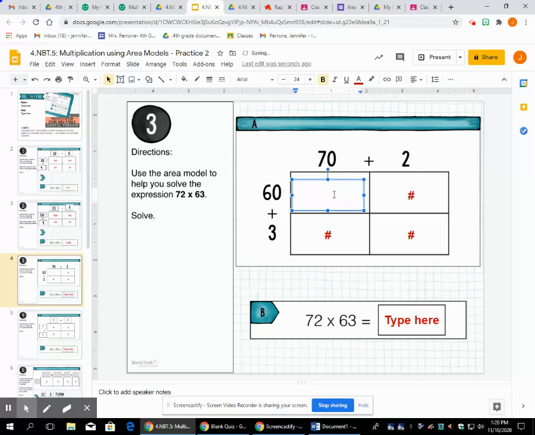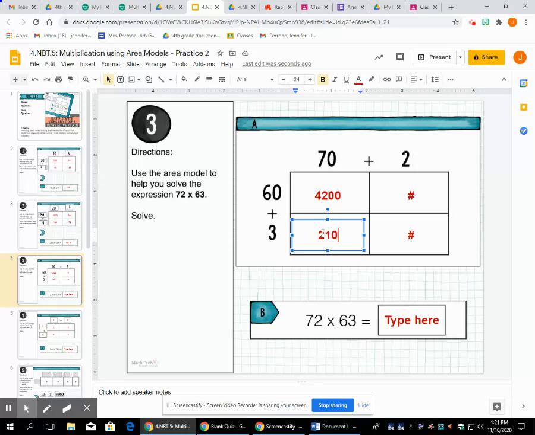So let's look at the first one. Our 70 has to multiply both by the 60, it will go in this first box, and then by the 3, which will go underneath it. So 7 times 6 equals 42, and there's 2 zeros, so that will give us 4,200. Then I'm going to bring my 70 down and look across to the 3. 7 times 3 equals 21, and there's only 1 zero, so that would give me 210.